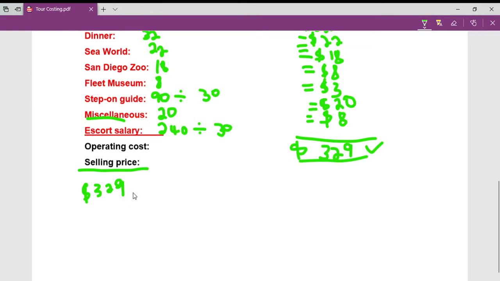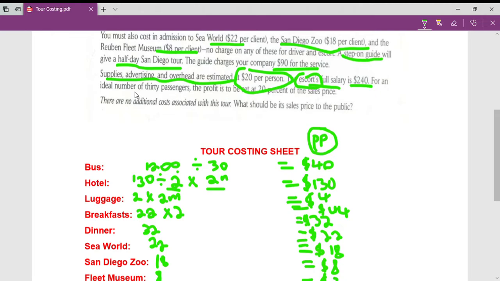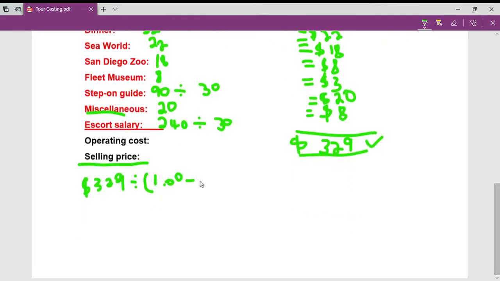All right. And then we therefore divide this by, open bracket, 1.00. Remember, this is a representation of that 100%. Now, in terms of seeing what the margin is, you can see there they say for an ideal number of 30 passengers, profit is to be set at 20%. I hope you can see that. It is to be set at 20%. We express this as a decimal, and therefore we will have 0.20, which is a representation of that 20%.